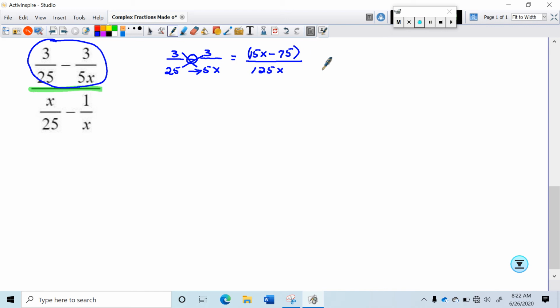Now for that binomial, I can take a 5 out. Actually, you know what? You want to always take the biggest number out, and I can take a 15 out because 15 times 5 is 75. So let's factor a 15 out of that. So I have a 15 and an x. I took the 15 out, so that's an x. Minus sign. 75 divided by 15 is 5. The denominator is still 125x.